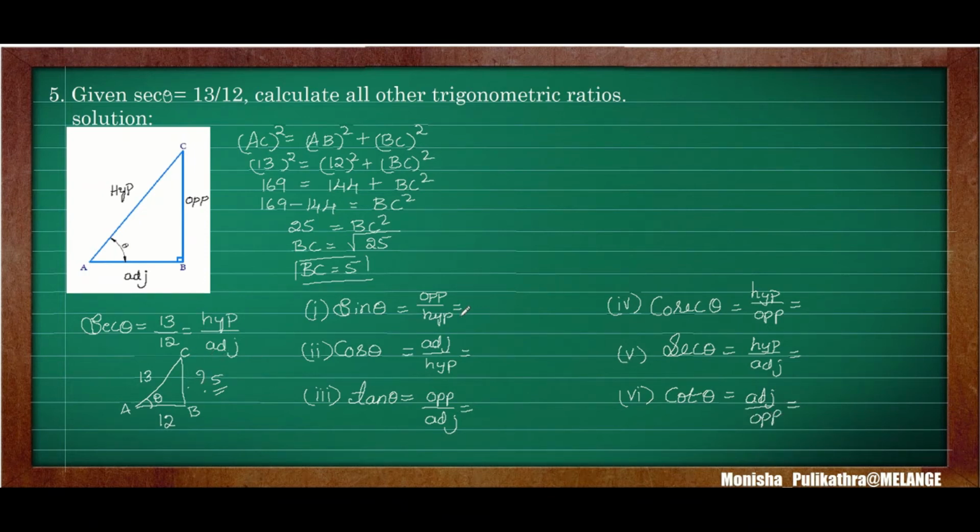So in the diagram, sin theta is opposite by hypotenuse. Here the opposite side is this side. So opposite is 5 and hypotenuse is 13. So cosecant theta is the reciprocal of it, so 13 by 5. Next, cos theta is adjacent by hypotenuse, that is 12 by 13. So secant theta will be 13 by 12. Next, tan theta is opposite by adjacent, that is 5 by 12. So cot theta will be 12 by 5. So these are the trigonometric ratios which we have to find out. I hope you understood this.